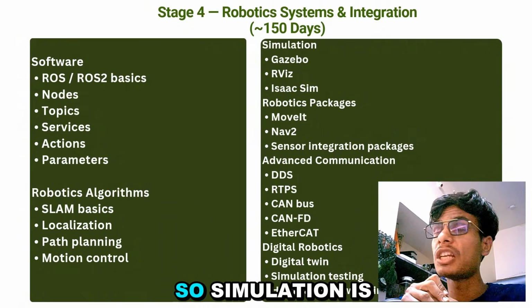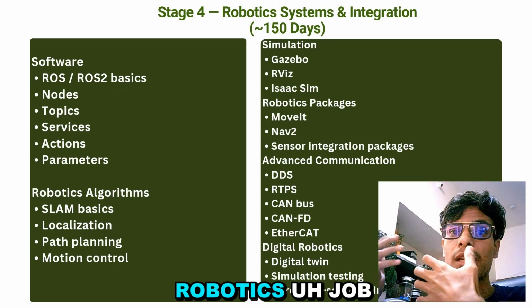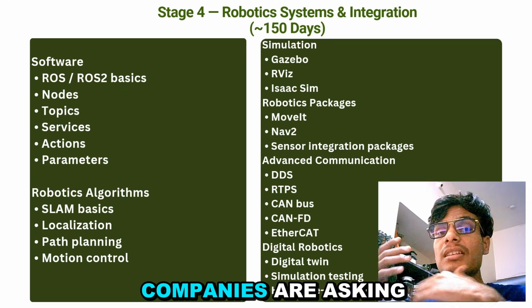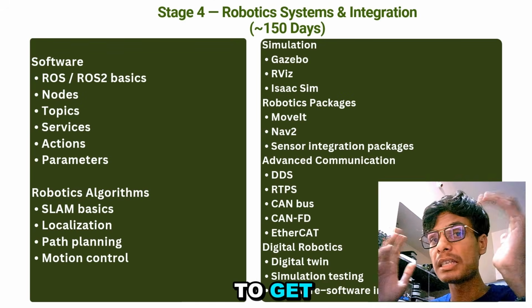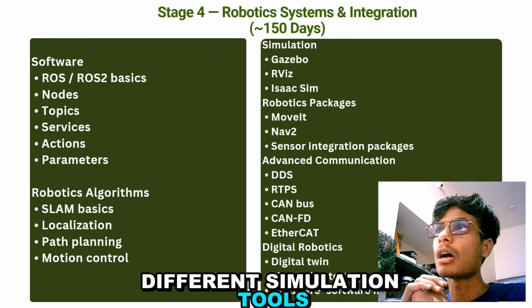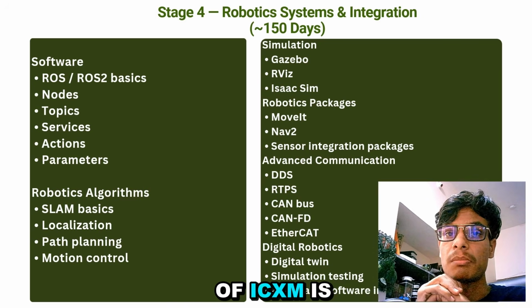Next is the simulation. Simulation is very important nowadays. When we are talking about real robotics jobs out there, lots of companies are asking for digital twin understanding and those kind of things. So you need to get a basic understanding of different simulation tools out there, for example, Gazebo, RViz, and Isaac Sim. Understanding of Isaac Sim is very important.